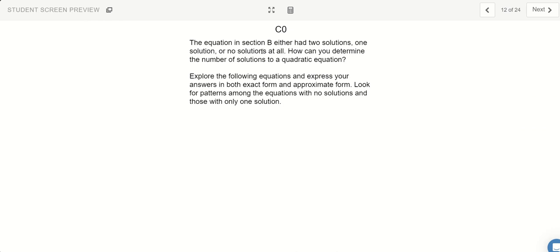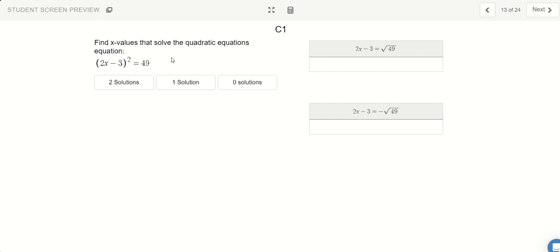So the equations in section B either had 2 answers, 1 answer, or no answers. How can we determine whether the equations have a certain number of answers? So we're going to think about that question as we answer the next couple of questions. Okay. So how many solutions does this one have?